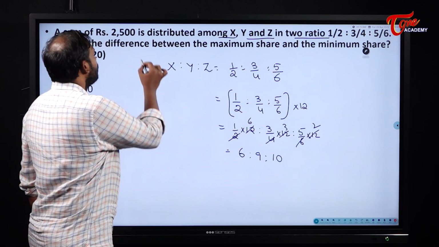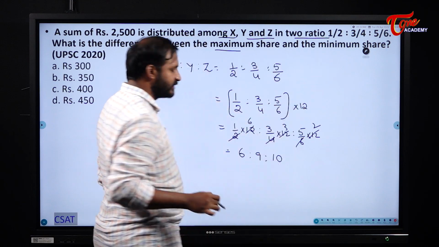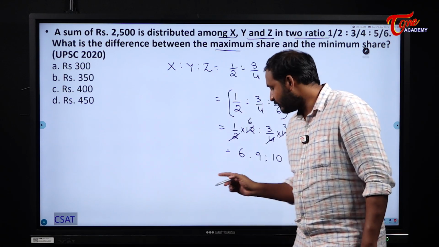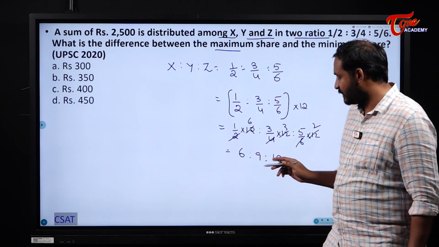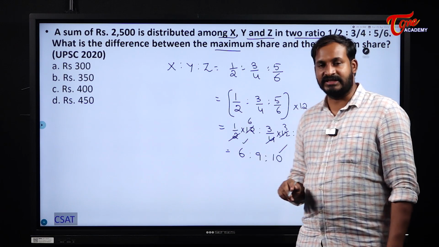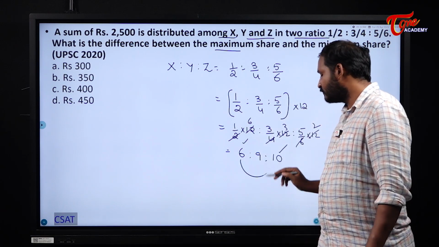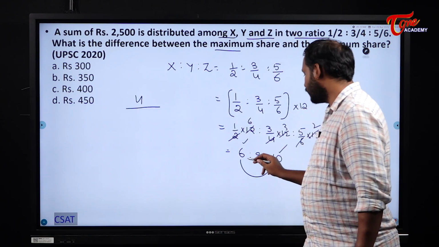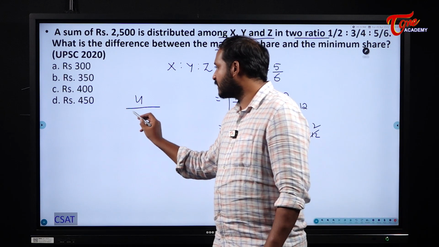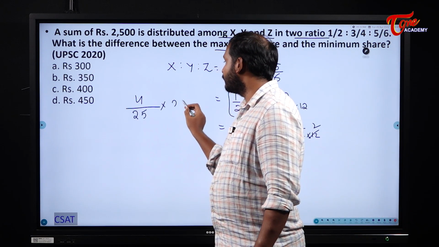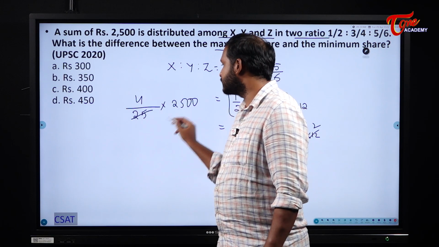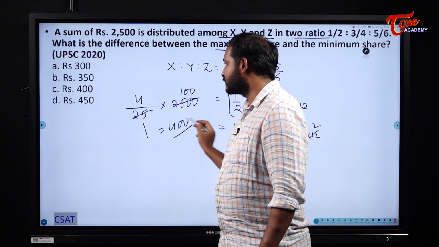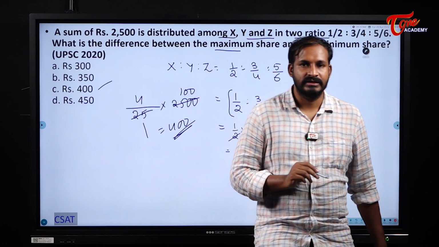Now what is the question? What is the difference between the maximum share and minimum share? Don't waste your time finding all the shares. From this ratio itself I can tell the maximum share is 10 and the minimum share is 6. The difference between these two is 4 parts. So 4 parts out of a total of 25 parts, into 2500. 2500 divided by 25 is 100, so 4 into 100 gives 400 rupees.